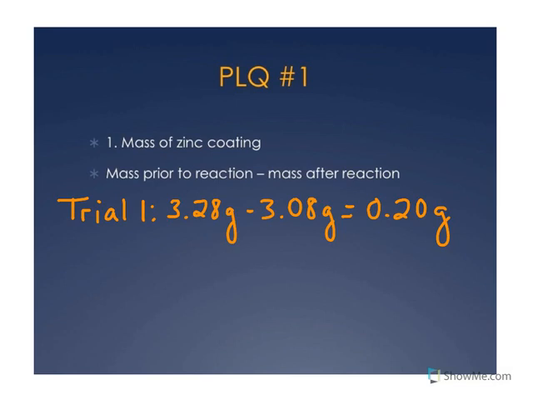Notice that I've labeled the post-lab question and then titled what I'm solving for. So in this first part, we're solving for the mass of zinc coating, and to do that we take the mass of the zinc and the metal prior to the reaction minus the mass after the reaction when the zinc coating is gone. So my sample data shows for my first trial that I had a mass of 3.28 grams before the reaction started and then a mass of 3.08 grams after, so my result would be 0.20 grams.